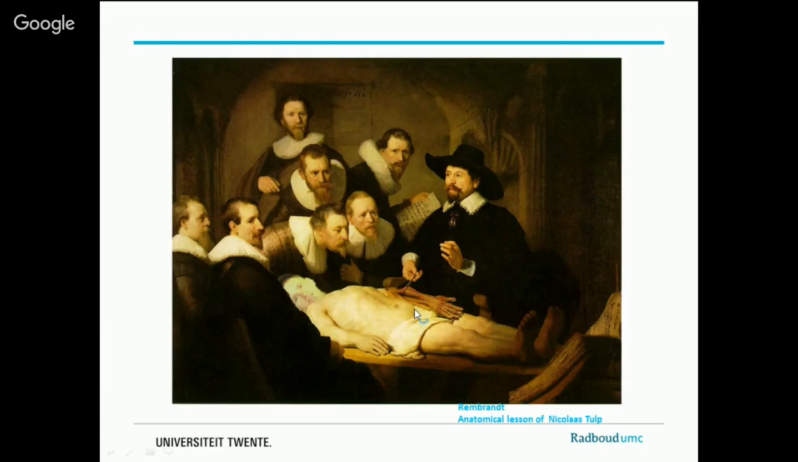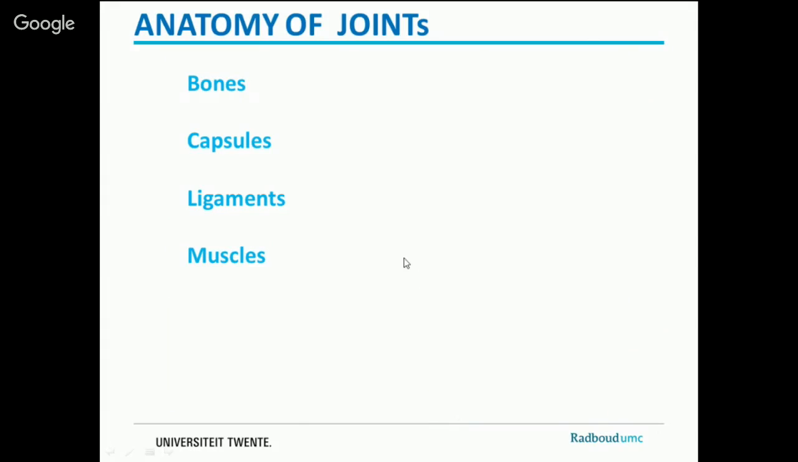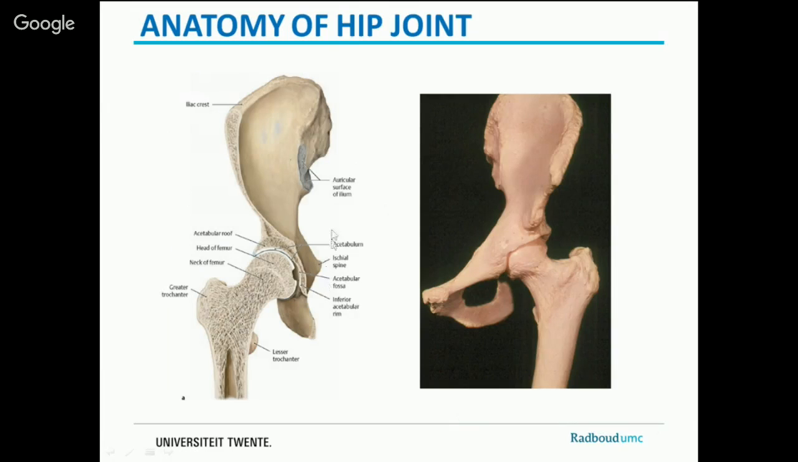So anatomy of joints relates to bones, the capsules around the joints, the ligaments, as Professor Gupta already indicated, and the muscles. Okay, so I'm going to talk about all these things. And the first thing we will focus on is the hip joint.